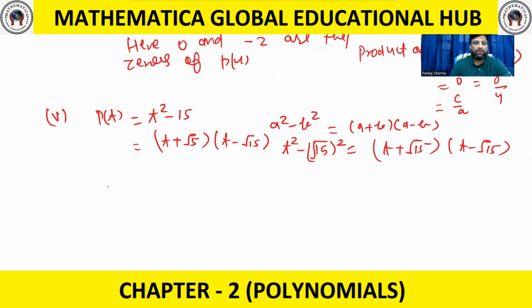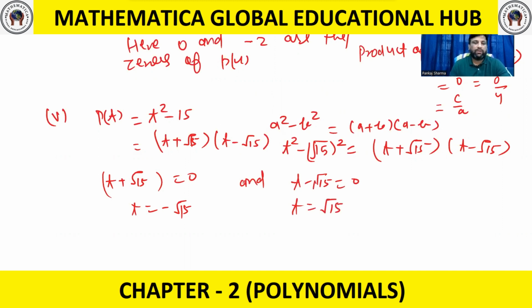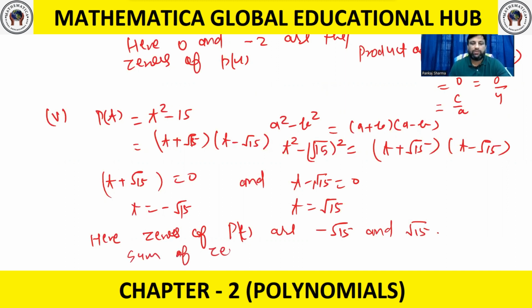Now t plus root 15 is equal to 0, so t is equal to minus root 15, and t minus root 15 is equal to 0, so t is equal to root 15. So here the zeros of p(t) are minus root 15 and plus root 15. Yes. So now we can find the sum of zeros.